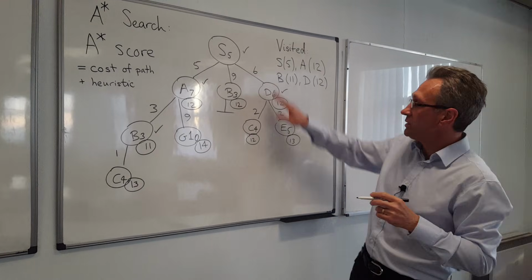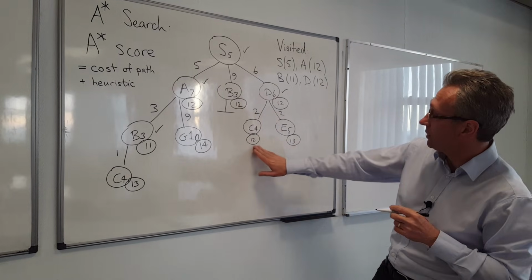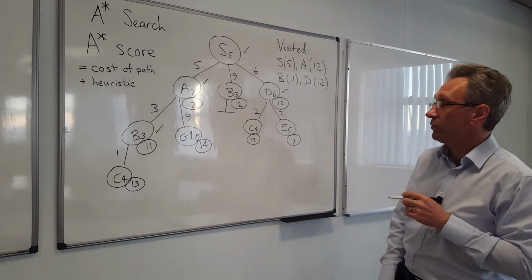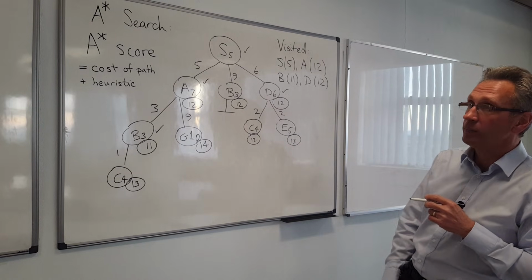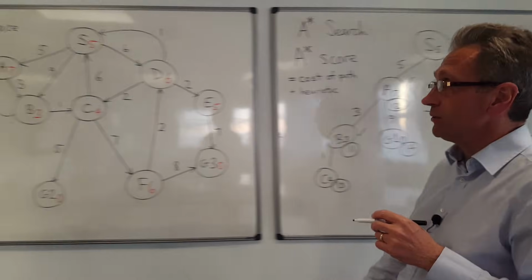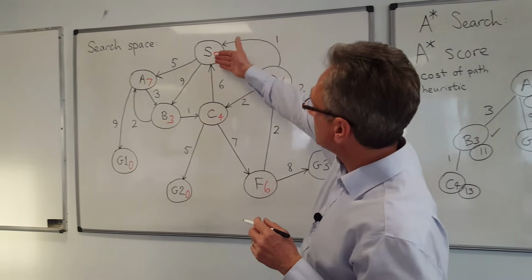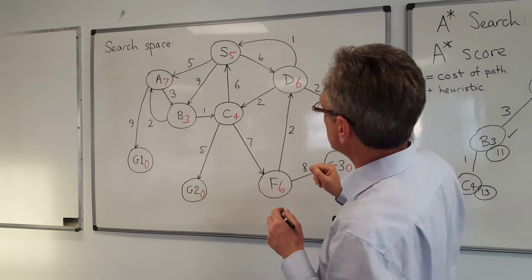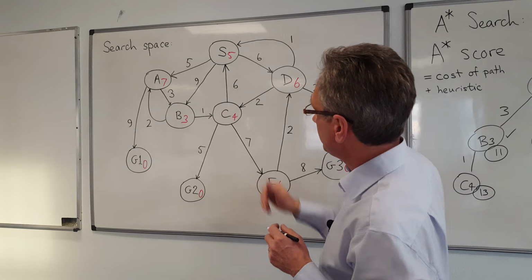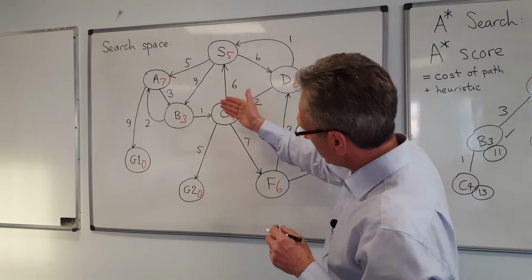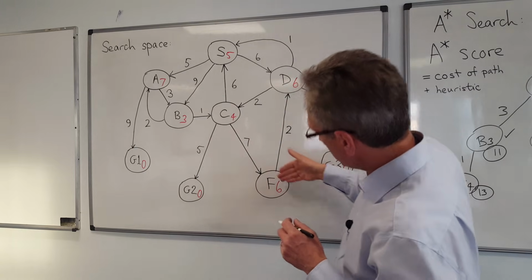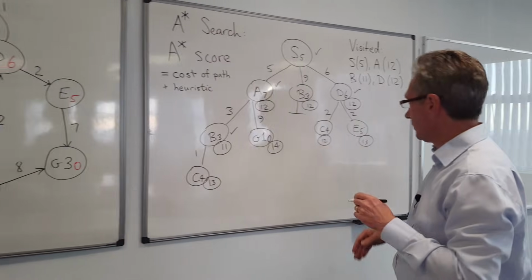So it's going to be this one that gets explored next, the one ending in C for an A star score of 12. So let's look where we can go to from C. Well, we can go back to S, but we're not going to do that because its A star score when we visited it was 5, and it's going to be more if we visit it this time. But we can go to G2 and we can go to F. So let's put those into the tree.